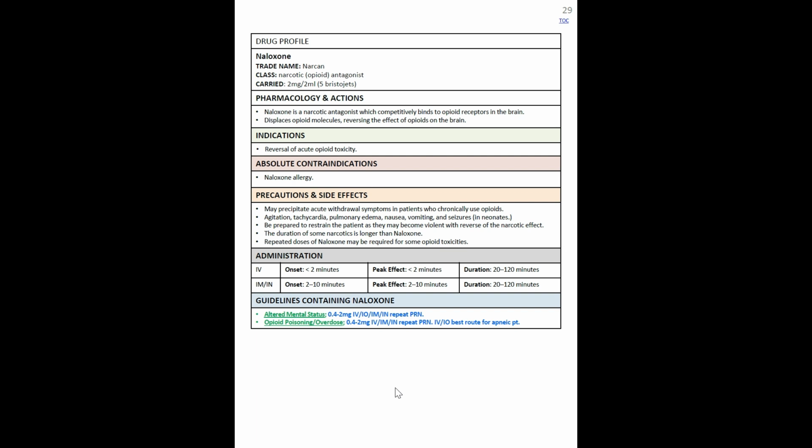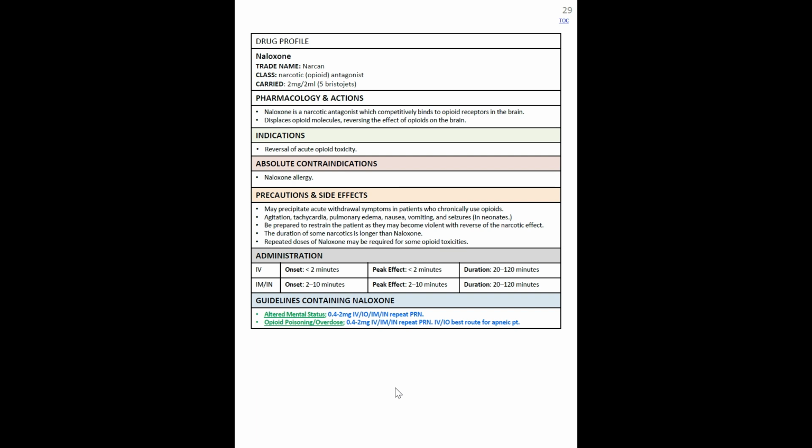Be prepared to restrain the patient, as they may become violent with the reversed effects of the narcotic. The duration of some narcotics is longer than naloxone, so just keep in mind that Narcan may wear off in about 20 minutes, so you may need repeat doses of this. So it's good to think about.